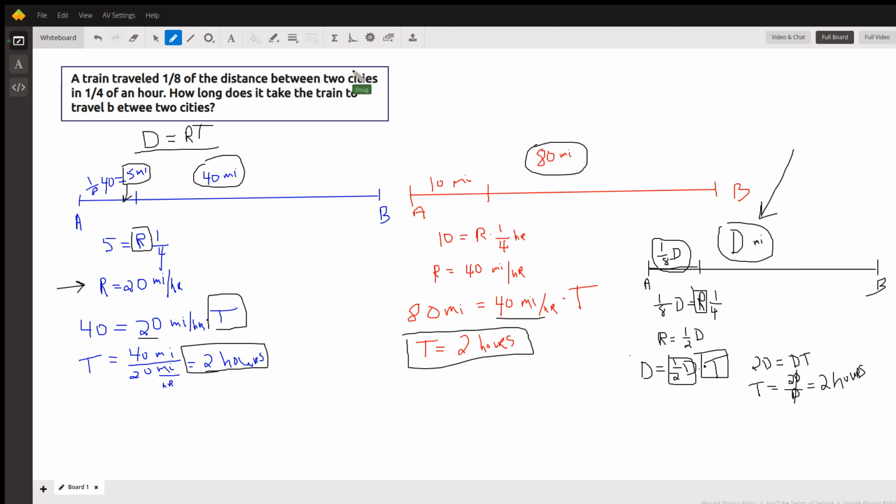Okay, so there you go. That's the answer. And this gives you an idea of setting up the problem using a specific example, leading to a pattern that allows you to deduce the answer using a general example or a general setup.